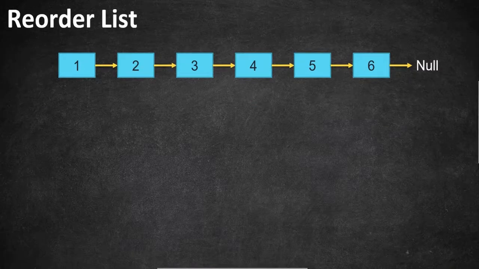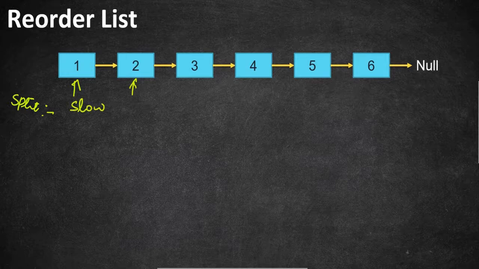As I said, the first step is to split the list into equal halves. First of all, how do we find the mid of a linked list? It is always using the two pointer technique: one is a fast pointer and the other is a slow pointer. The fast pointer moves two steps at a time and the slow pointer moves one step at a time. This is the usual two pointer algorithm we have used every time to find the mid of a linked list. As the fast pointer moves two steps ahead, the slow pointer moves one step ahead.